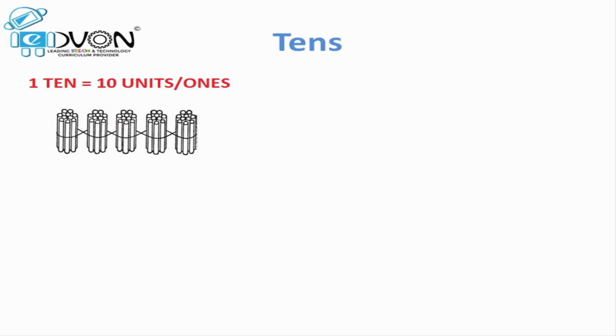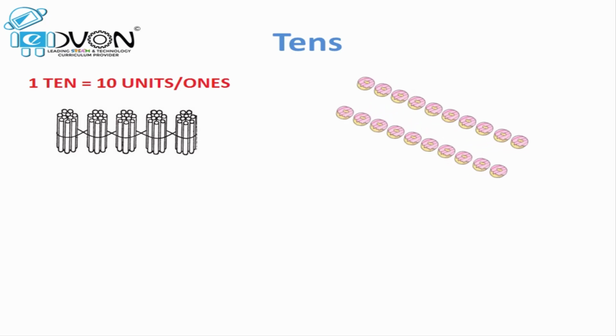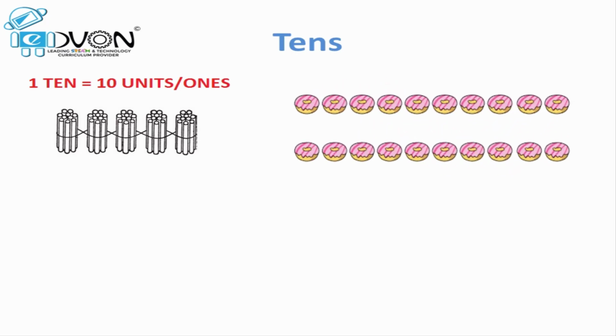Let's look at another picture. How many tens do we have? We have 2 rows of donuts and each row has 10 donuts. So we have 2 tens of donuts, or 20 single units of donuts, or 20 ones of donuts. So we can say 1 ten is equal to 10 ones or units.